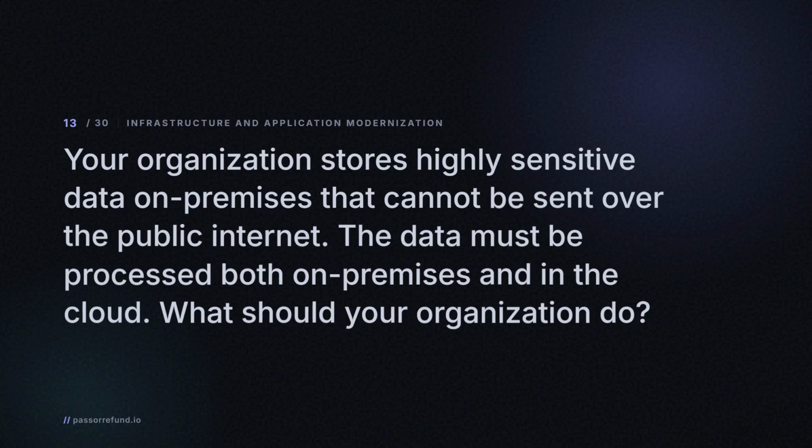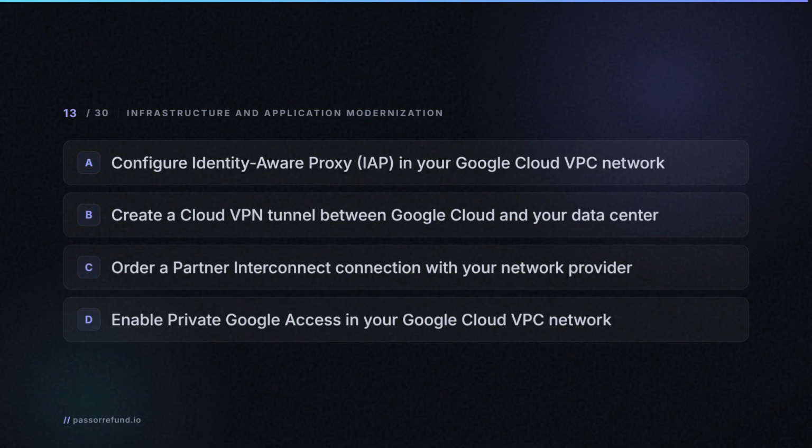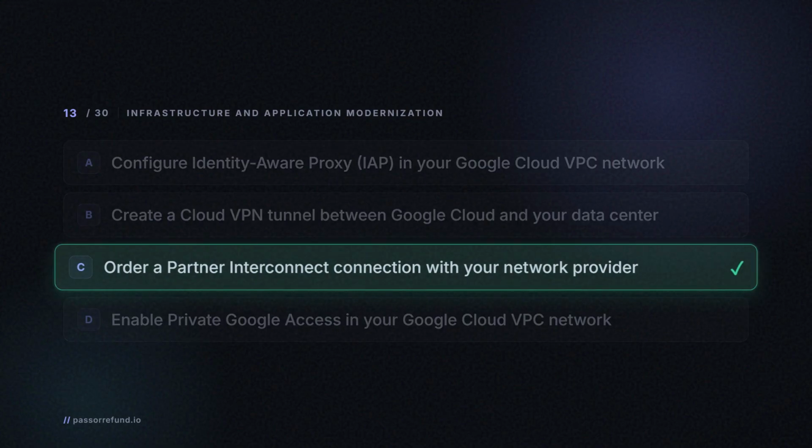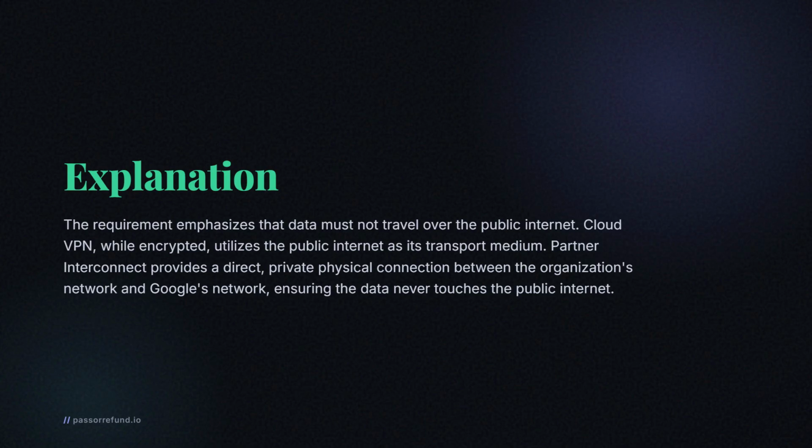Next up, your organization stores a lot of really sensitive data right there on your own servers, and it can't go over the public internet. This data, though, needs to be worked with both on your premises and in the cloud. So, what should your organization do about that? Here's the answer. C. So, the requirement emphasizes that data must not travel over the public internet.